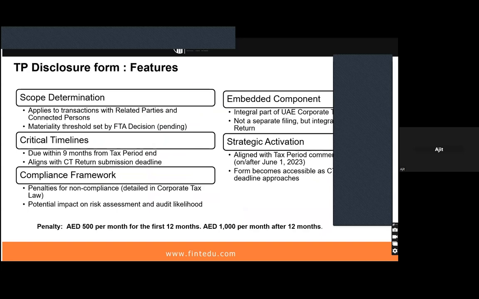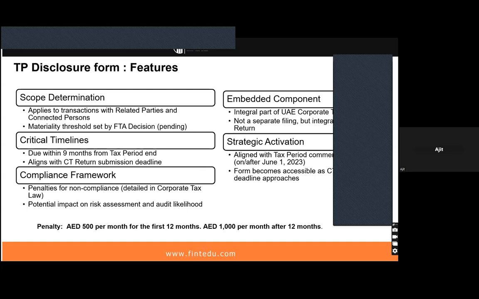If for any of your clients or your company the due date is activated, like 31st December 2024, where it is now extended, for those companies you would be able to see the disclosure form along with the tax return. So there's a strategic activation. As and when the company's due date comes closer, you will find the TP disclosure form. This TP disclosure form is to be filed along with the tax return, and the due date is 9 months from the end of the tax period.